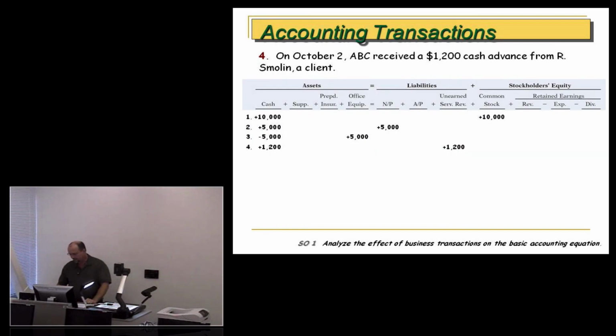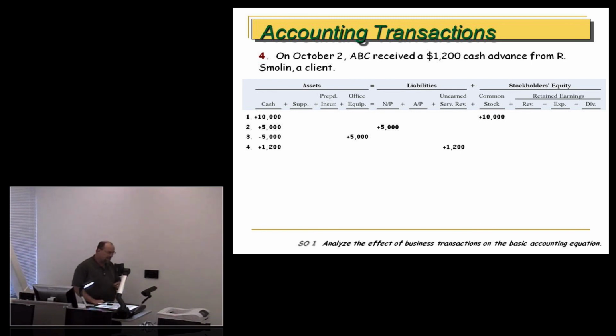Next transaction. On October 2nd, ABC received $1,200 cash from Smolin. I know that guy. He's one of our clients. Okay? So, Smolin gave us $1,200, and he expects to receive service of some sort, whatever the company does, in the near future. He simply paid for the service in advance.